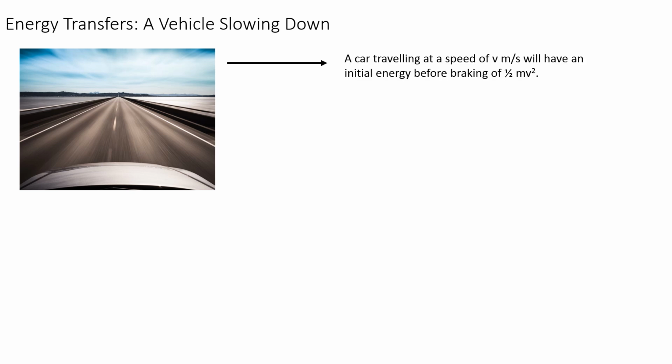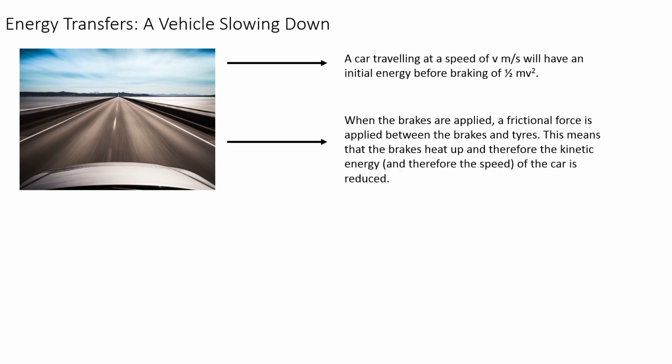The final scenario we're going to be looking at is a vehicle slowing down. Now this is one that's not completely intuitive. You may know something a little bit about cars or something like that, but it's always good to know. So a car travelling at the speed of v meters per second is going to have an initial energy, it's all going to be kinetic energy, of half mv squared.